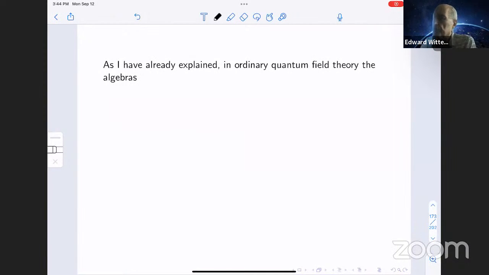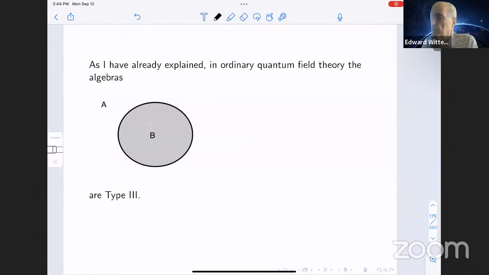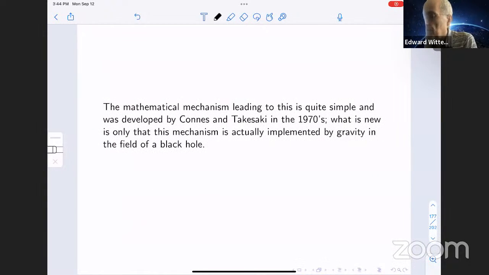Now, as I've already remarked, in ordinary quantum field theory, the algebras associated to regions are of type 3. So entropy is then not a good notion. But it turns out that when we include gravity, things are different. Gravitational effects, no matter how small Newton's constant is, as long as it's not zero, convert the type 3 algebras into type 2 algebras. The mathematical mechanism leading to this is quite simple and not at all new. It goes back to Kahn and Takasaki in the 70s. What's new is only that this mechanism is actually implemented by gravity in the field of a black hole.